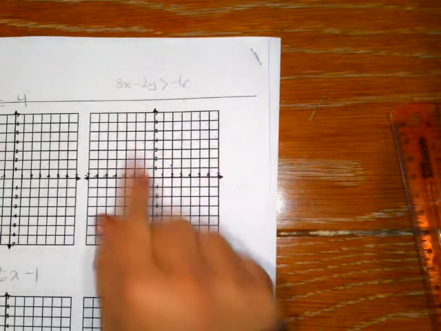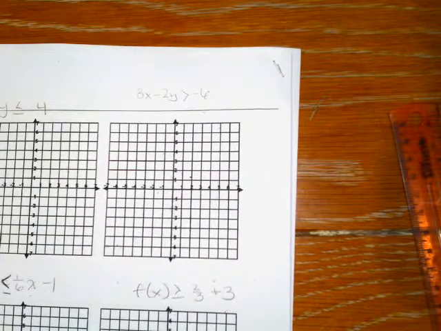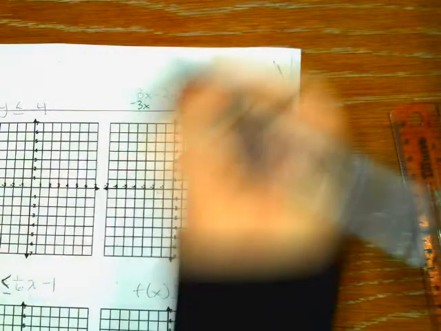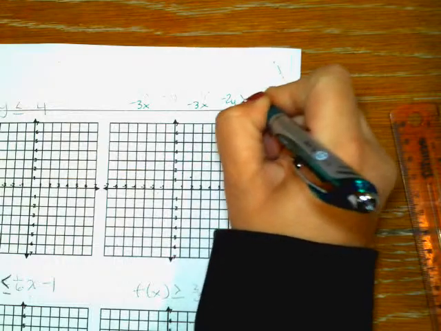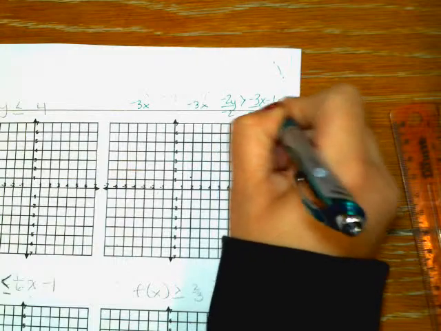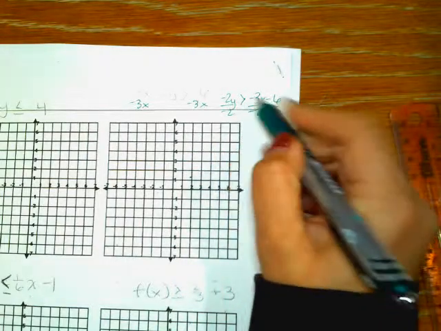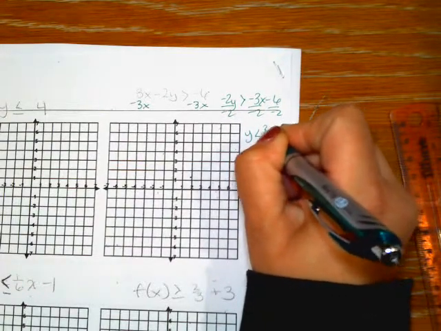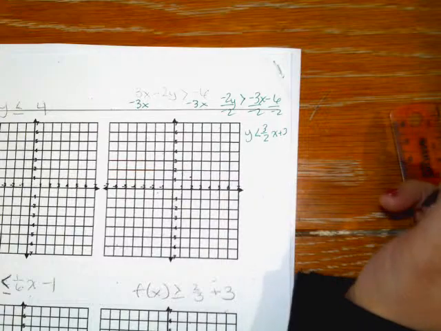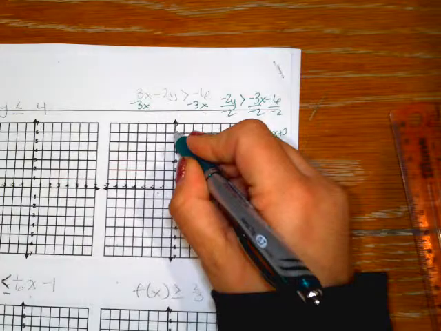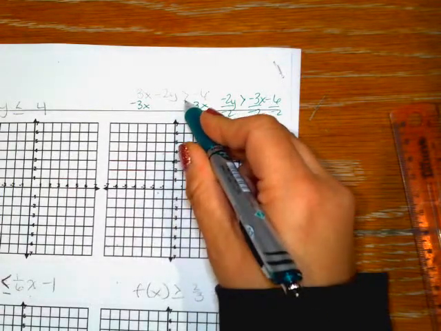You want me to do the top right? Hold on. You want me to do this one? Like solving it? I'll solve this one for you. Okay, subtract 3x. And I get negative 2y is greater than negative 3x minus 6. I divide everything out by a negative 2. And because I'm dividing by a negative, I have to change the direction of my sign. So y is less than positive 3 over 2x plus 3. Okay, so there's 3. Up 3, over 2. Dotted line.